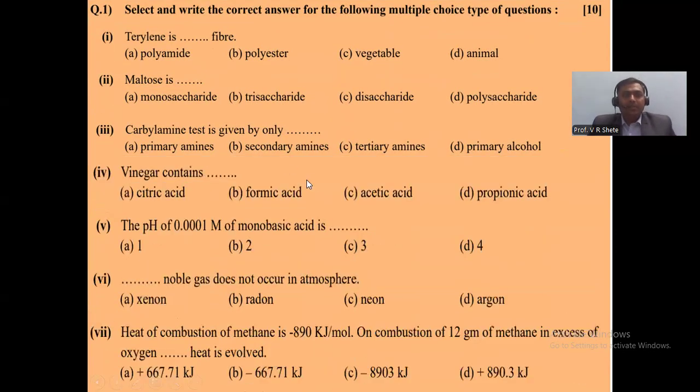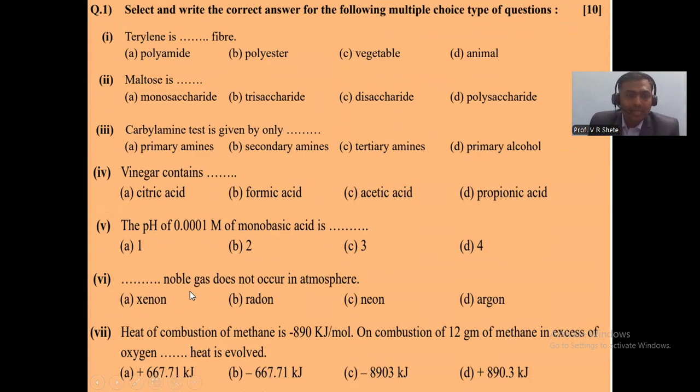Vinegar contains acetic acid. Then what is the pH of 0.0001 molar monobasic acid? We have to identify the pH. By the formula, pH is equal to the negative logarithm of H plus ion concentration. So the pH will be 4.